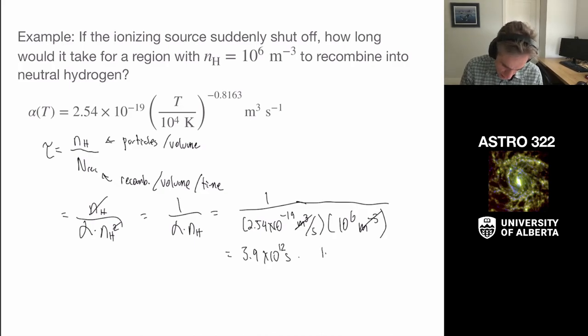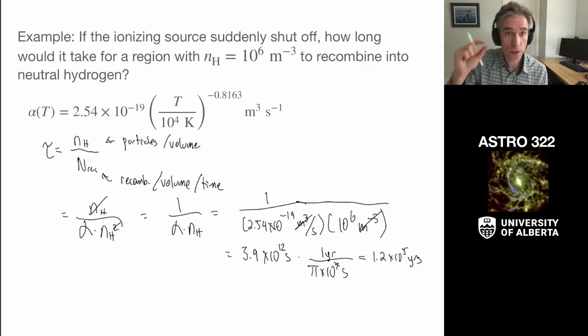If I remember that 1 year is pi times 10 to the 7 seconds, or 3.16, depending on how precise you want to be, this comes out at about 1.2 times 10 to the 5 years, which is good. It's shorter than the time scale for evolution, shorter than 3 megayears. So maybe we can get away with saying that this region isn't destroying or eroding the H2 region while the star is evolving substantially. This is relatively short, so it's telling us that this recombination time is short compared to the main sequence lifetime of the star.